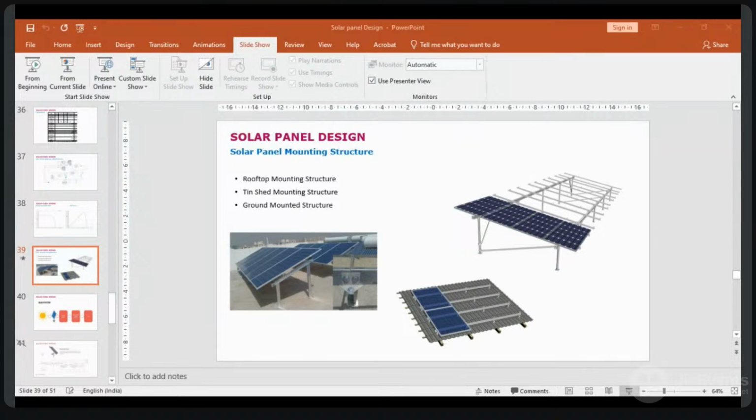So these are the solar manufacturers available in the Indian market. Generally Vikram, Waaree, Goldi, Tata Solar, Sun Loom. These are the top 16 manufacturers of solar panels in India. So this is about the solar panel design.